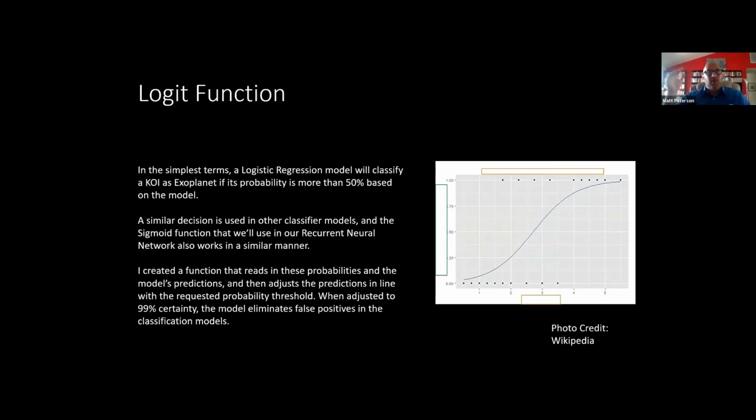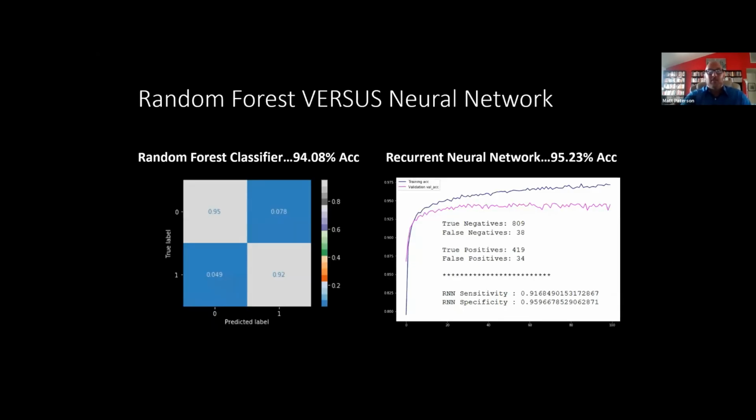I actually ended up going to 99% to eliminate all the false positives, which was really cool. Before I got there, I employed 2 more models. The one on the left, this is another confusion matrix, shows the Random Forest Classifier. And this is a decision tree model that employs bagging, or bootstrap aggregating.